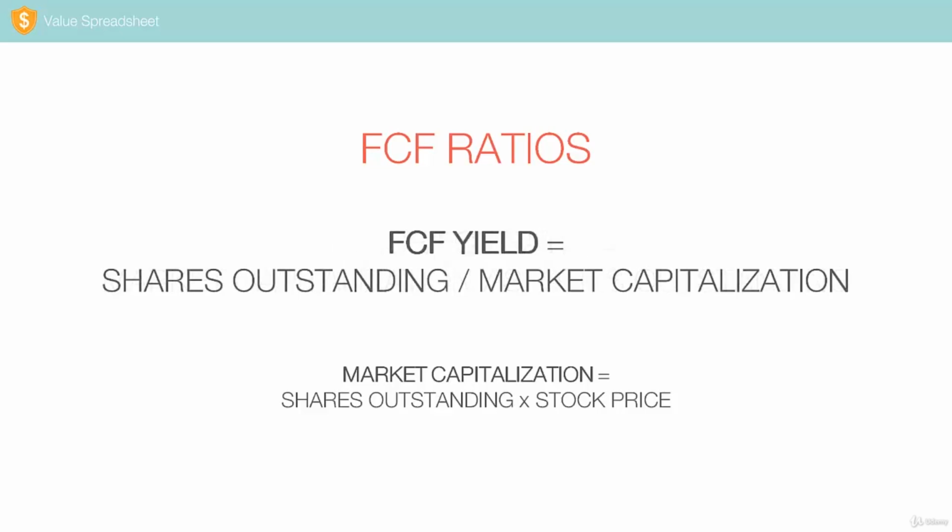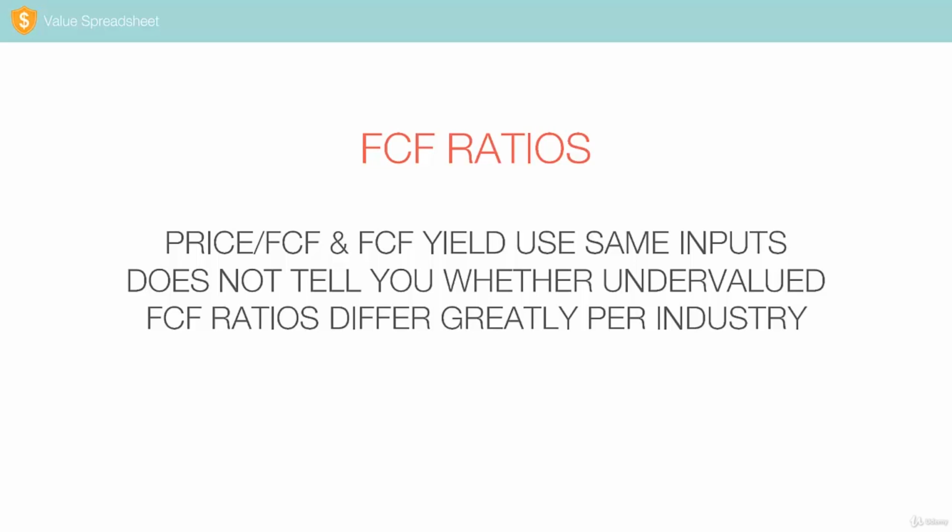If you flip this formula so that you divide free cash flow by market capitalization, you get another ratio, called the free cash flow yield. This gives you an idea of how much cash a company is generating per dollar of market capitalization. Higher is better in this case. Of course, both of these ratios are similar, since they use the exact same inputs.